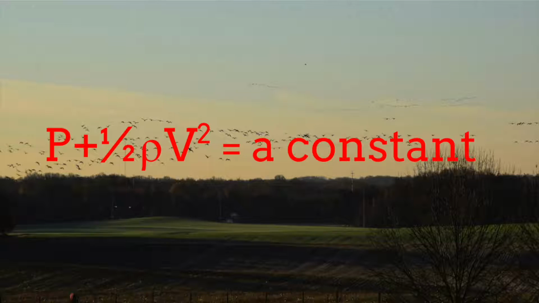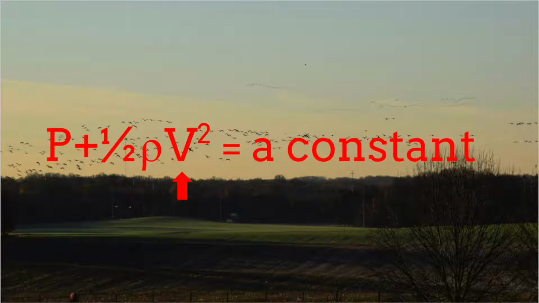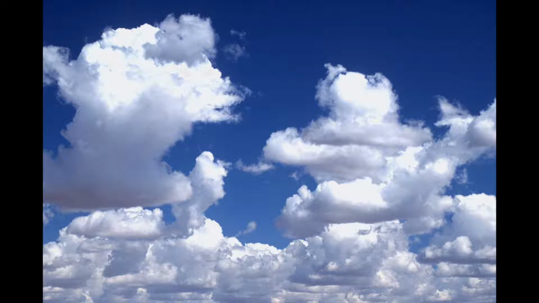The first is the Bernoulli equation, which explains variations in pressure. P is pressure, a derived measure of force exerted divided by the area it's exerted on. Rho is the density of the fluid, and V is the velocity of the bird moving through a fluid. Fluids are liquids and gases, like air, and fluids are continuously deformed under the action of a shear force, like a wing.